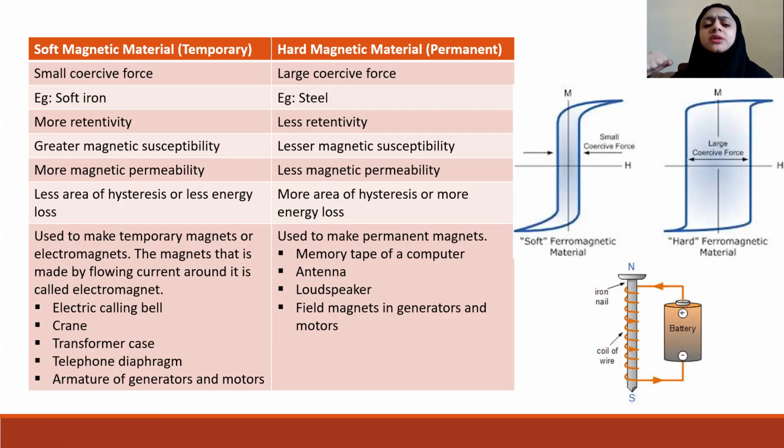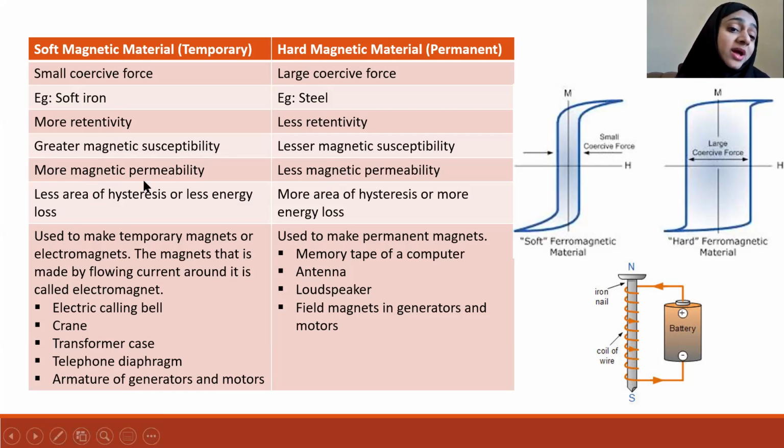We have to apply a very strong magnetic field so that it will retain a good amount of magnetism. And then it has greater magnetic susceptibility. Greater magnetic susceptibility means easily magnetizable. And for hard magnetic material, lesser magnetic susceptibility means not very easily magnetized.